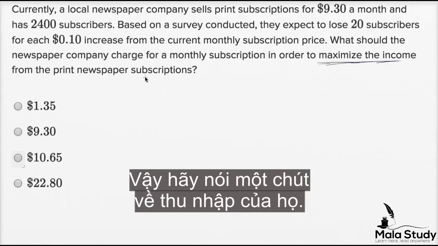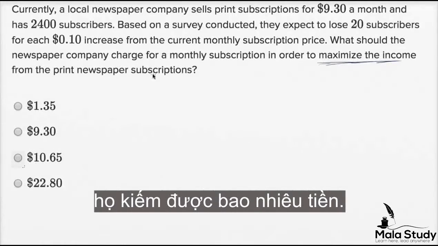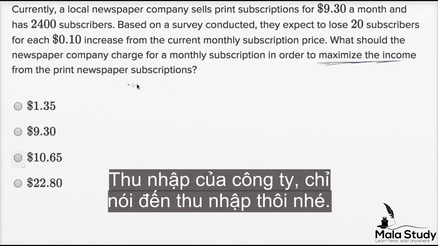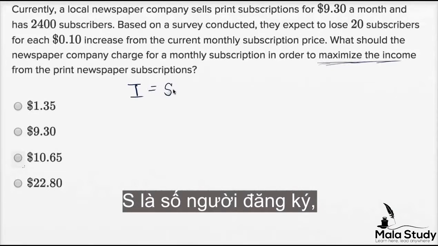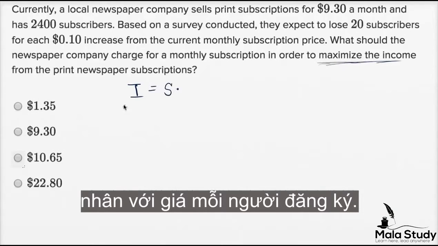So let's think a little bit about their income. And it's actually their revenue, how much money they're bringing in, but I get what they're talking about. So their income, let's just say I for income, is going to be equal to the number of subscribers they have, so S for subscribers, times the price per subscriber. So that's going to be their income.